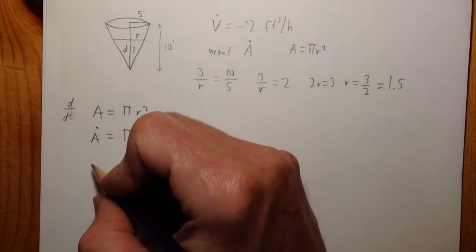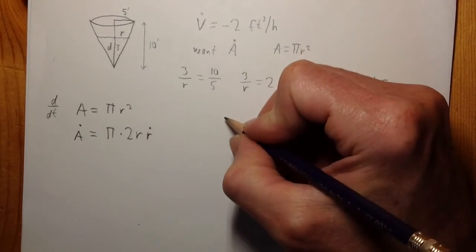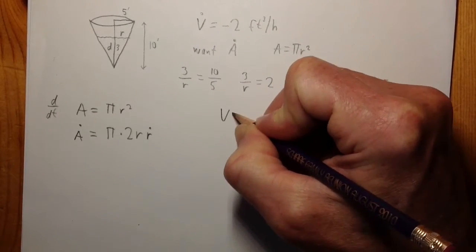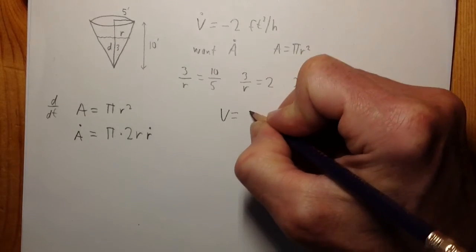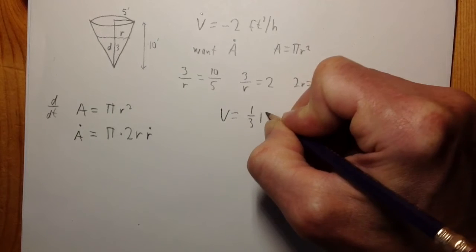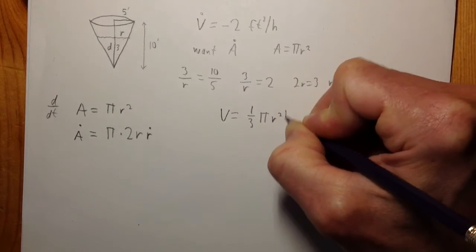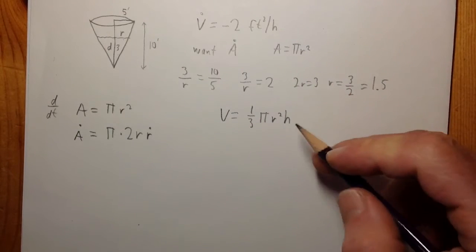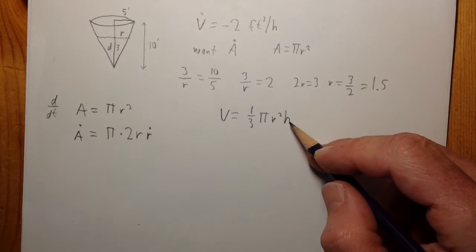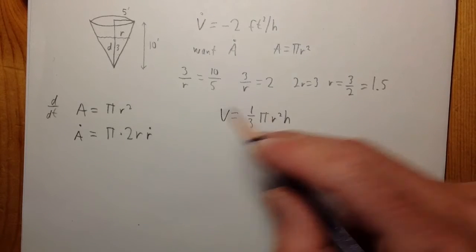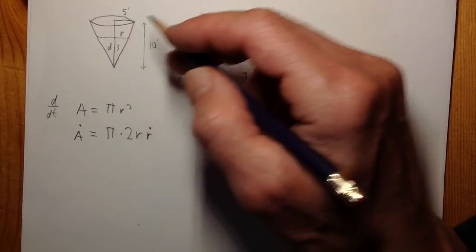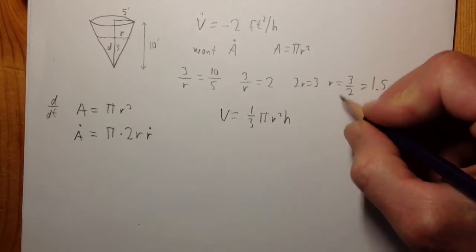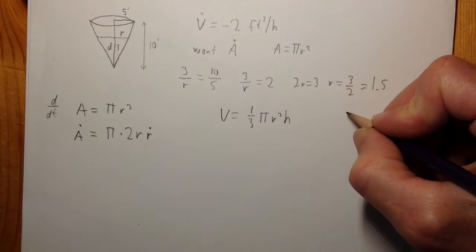Okay, so let's do that now. The volume of a cone, like the volume of our little water-filled thing there, is 1/3 pi r squared h. Well, we don't want this h in there. We want only r's, so we have to get rid of the h, but we can do that with similar triangles again.